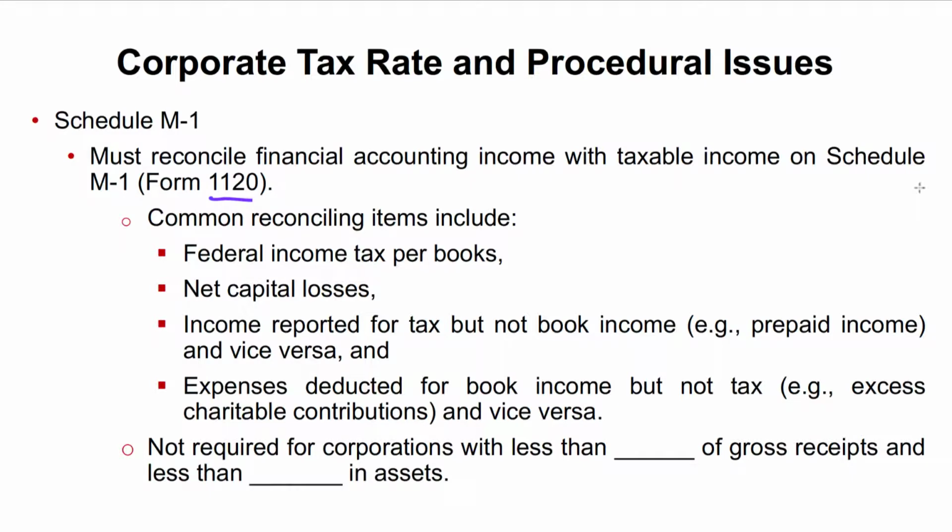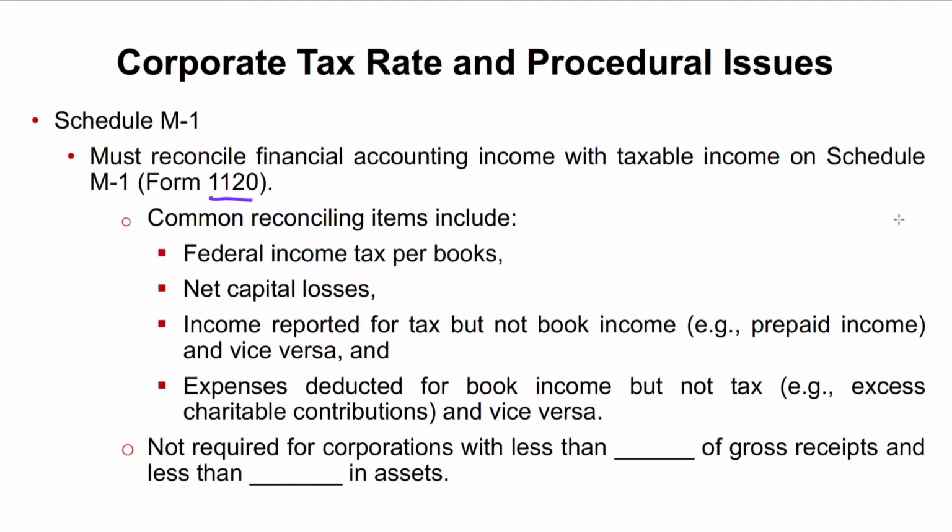So, Schedule M1, let's start with the M1. The Schedule M1 is where a corporation reconciles financial accounting income with taxable income. The idea here is that you have book financial accounting net income, and you have taxable income. You report that book income, but then you have taxable income of a different amount. Well, the IRS wants to know, why are there differences in the amount? So the key here is showing those differences.